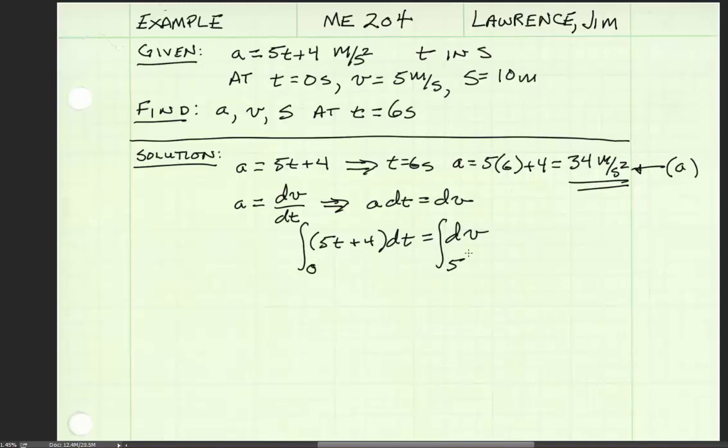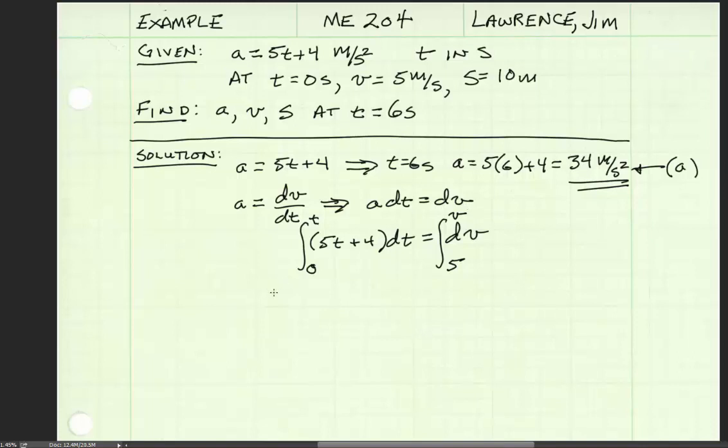Now I could put in here a time of 6 seconds and velocity here and solve for it directly. However, I'm going to do this a little bit differently because I still need to find position, so I'm going to need the velocity as a function of time. So if I put this in symbolically as t here and v there, and then integrate, then I'll get velocity as a function of time, which I can use to find my position.